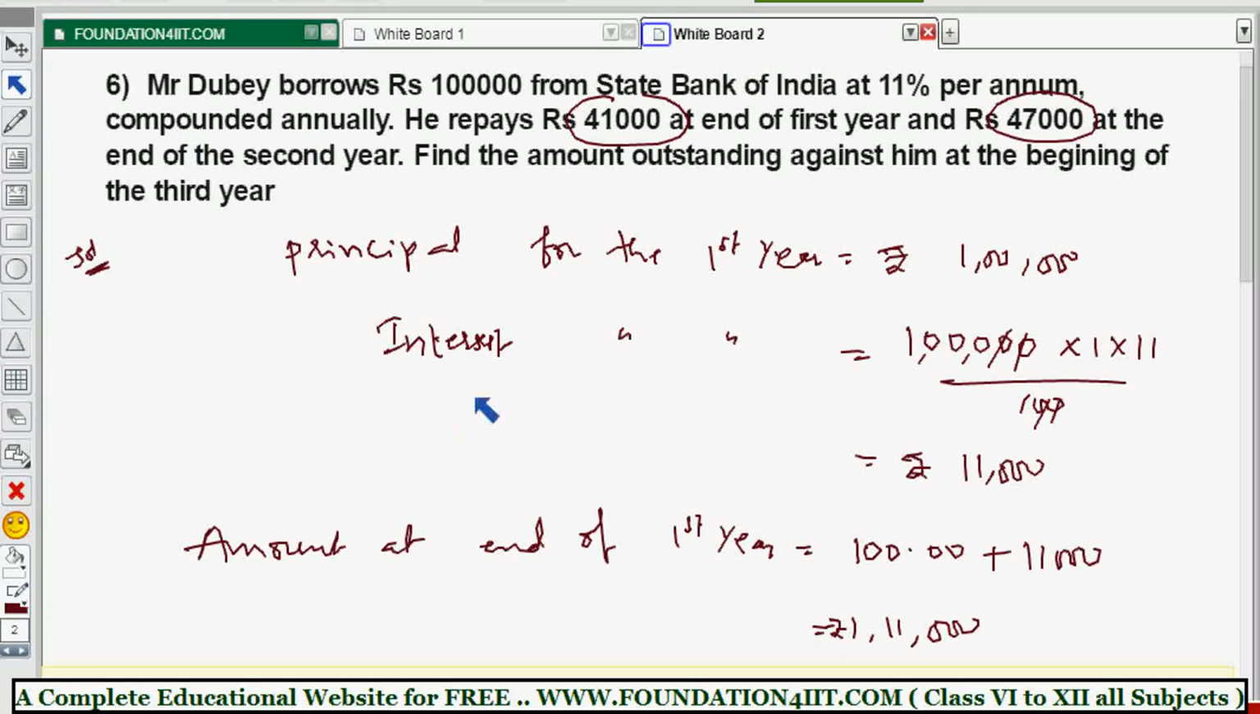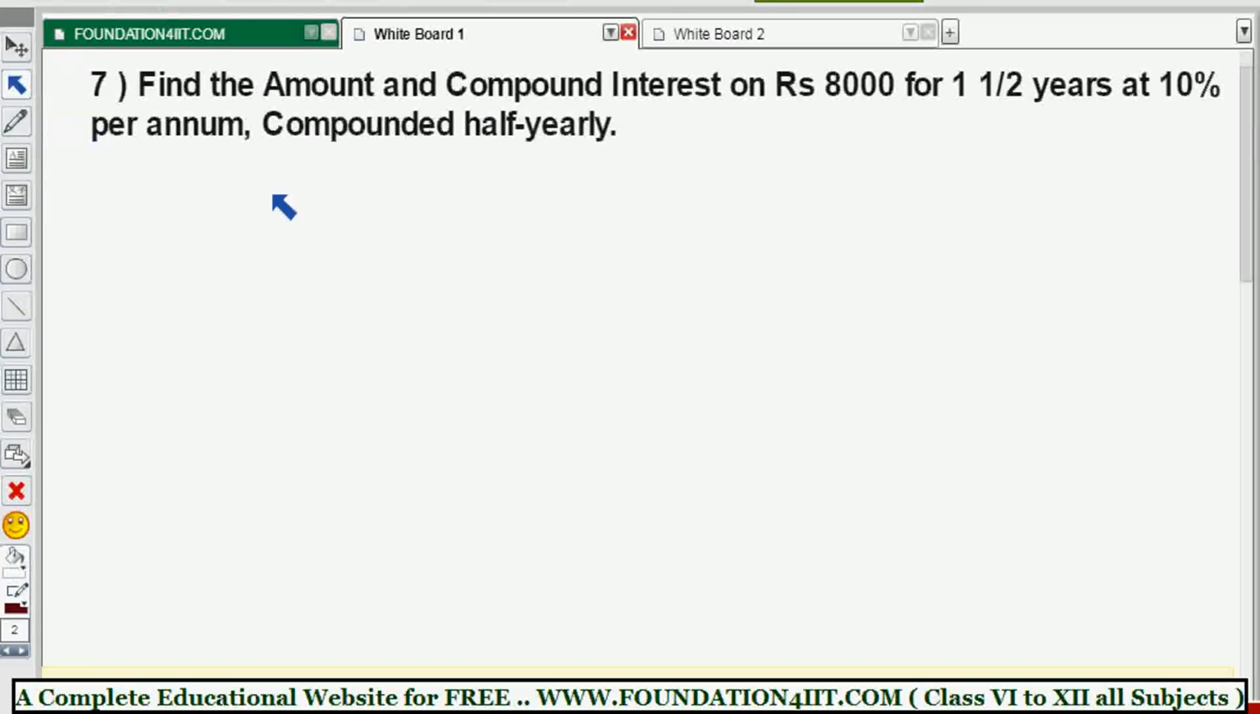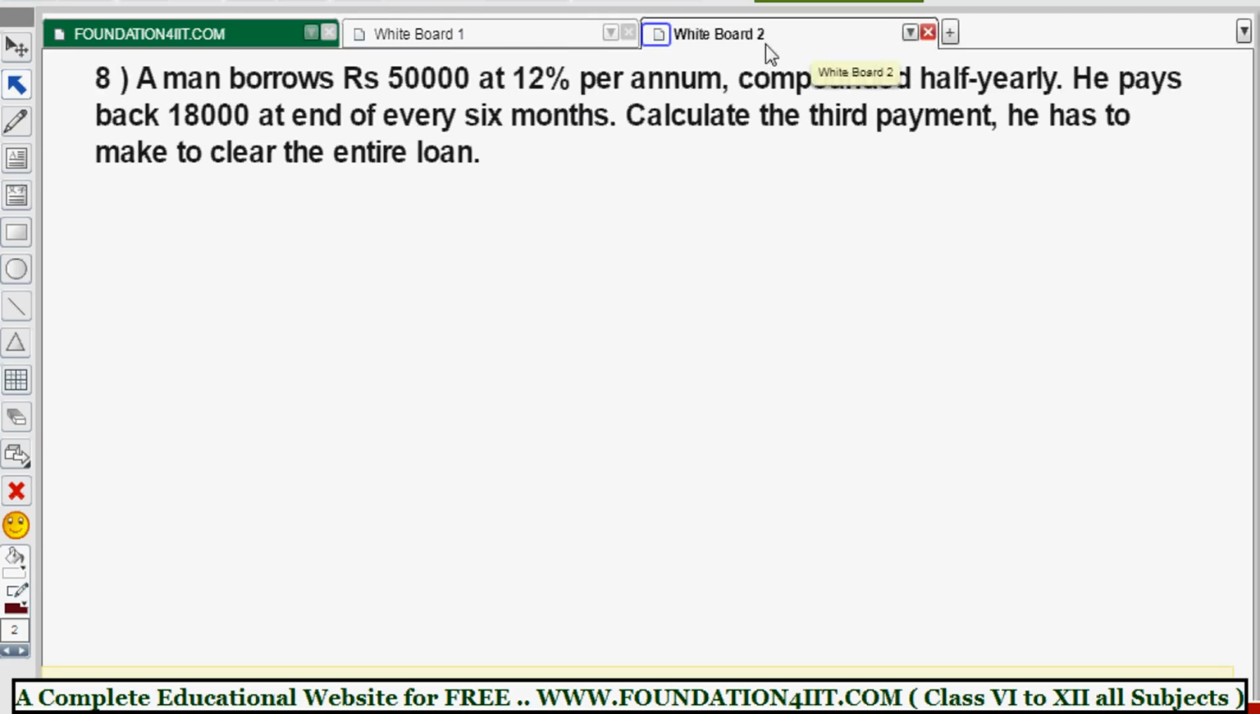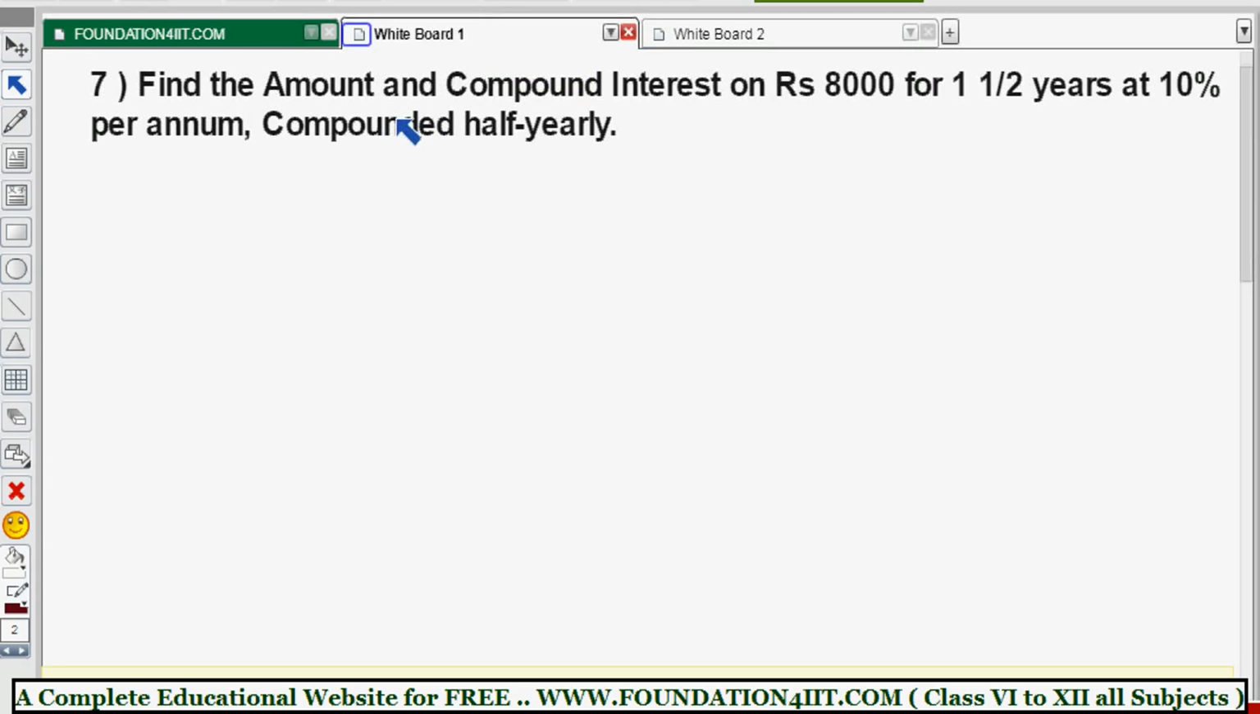Now when it's compounded half yearly, the related problems also without using formula. So I'll explain now. So without using compound interest formula, how to find out the compound interest for half yearly. So we'll see problem this 7 and 8 I will show you. When the payment backs, this 8th question is when he pays back some amount, how to find out. Okay, first we'll see this question number 7 and we'll go for that. Here problem is find the amount and compound interest on 8,000 for 1 by 2 years. So 1.5 years it is. Okay, 1.5 years at 10% per annum but compounded half yearly.